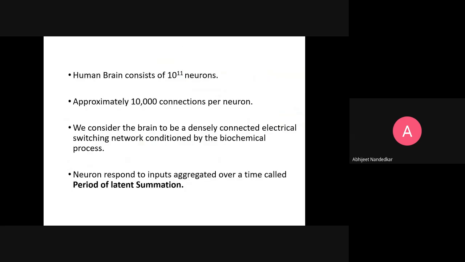The human brain consists of, this is just information, 10 to the power 11 neurons, and each neuron has 10,000 connections. So you can imagine 10 to the power 4 here, and 10 to the power 11 here. So maybe 10 to the power 14 to 15 connections exist in your brain. It's a huge circuit.